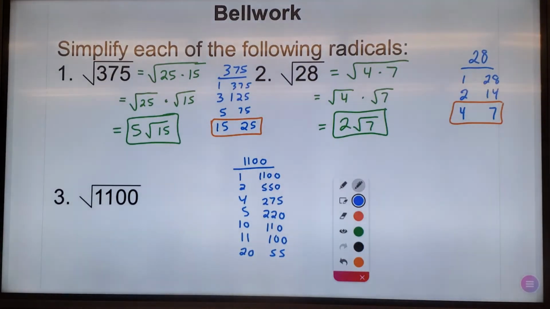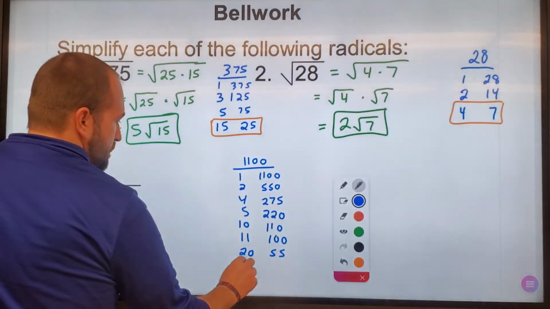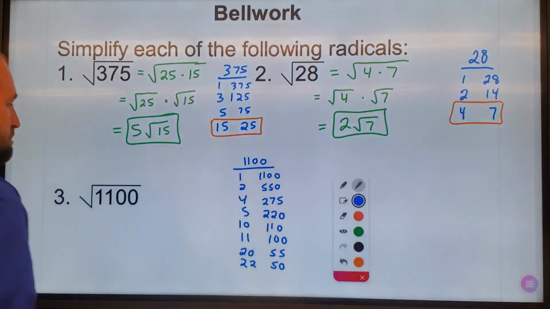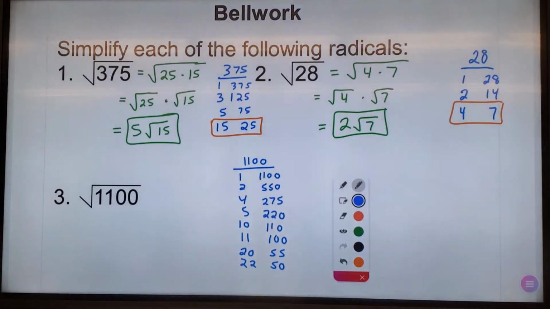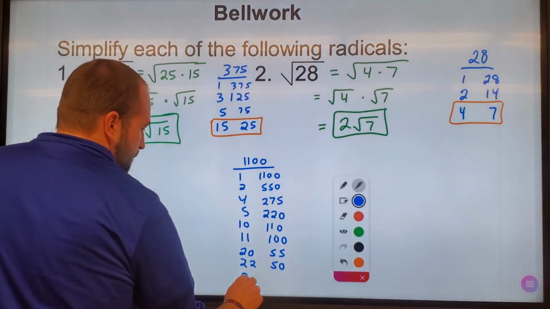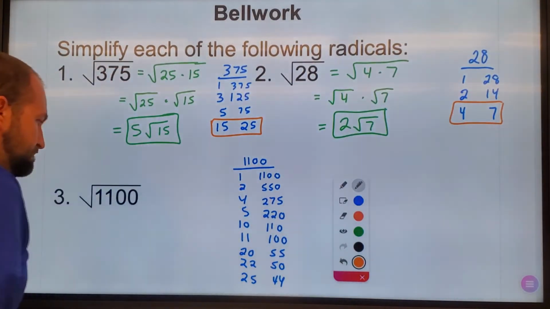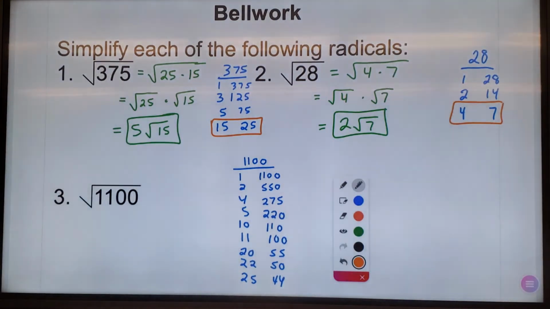21 does not work. However, 22 and 50 do. 23 and 24 also do not work, but 25 and 44 do. And we'll see that 26 through 43 do not actually give another set of factors.